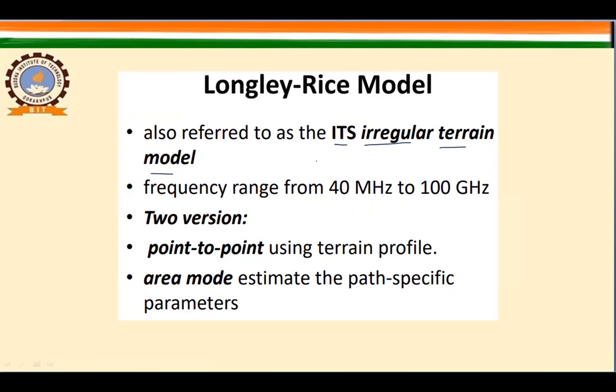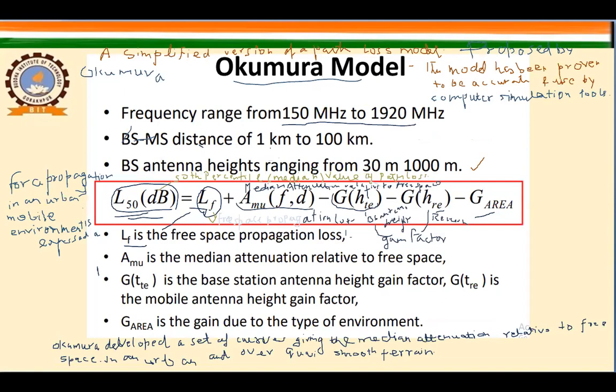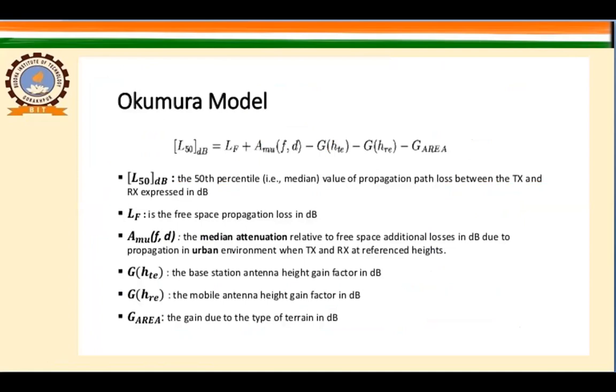In this model, the frequency range is 40 megahertz to 100 gigahertz. It has two versions. One is point to point, using the terrain profile, and the other is the area mode, which estimates the path-specific parameters. The Okumura model has a specific set of curves giving the median attenuation relative to free space in urban areas over quasi-smooth terrain. L50 dB is the 50th percentile, the median value of propagation path loss between transmitter and receiver, expressed in dB.